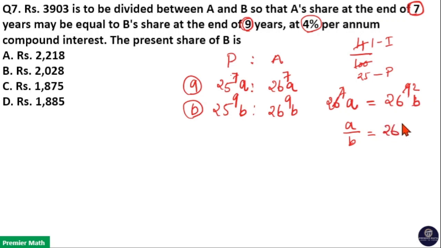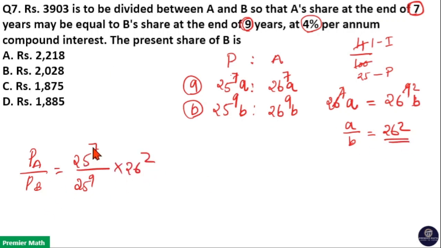So, 26 square. Now, if you take the ratio, principal of A by principal of B, which is equal to, principal is 25 raised to 7 parts of A and 25 raised to 9 parts of B for B. Now, you can see A by B is equal to 26 square. So, multiply it with 26 square. Now, this one goes 2 times here. So, this will become 26 square divided by 25 square, which is equal to 676 by 625.